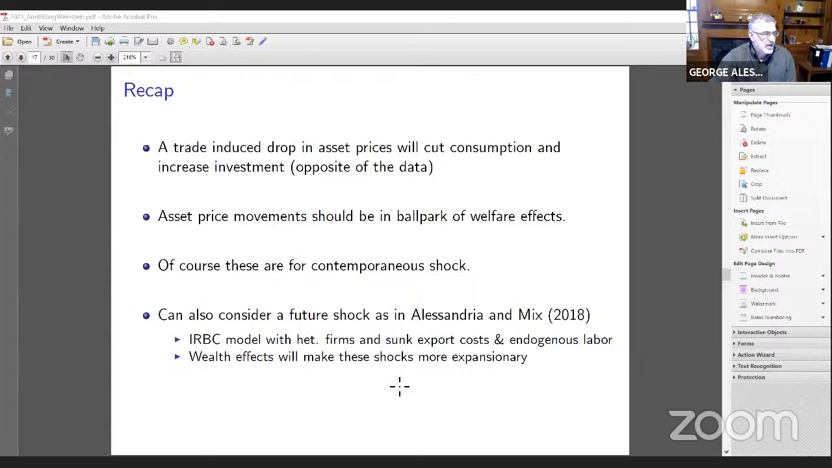So just to recap, a trade-induced drop in asset prices will cut consumption and increase investment, which is kind of opposite of the data. The asset price movements should be in the ballpark of the welfare effects, which is not what David and Mary were telling us, which is really puzzling to me because that's pretty much in every model that I've written down, even a standard Melitz model. And of course, this is basically what you would get with a contemporaneous shock. If we try to do this with future shocks with endogenous labor supply, which is the work I did with Carter, we're going to find that these shocks have very similar effects, but they're going to be more expansionary in the short run.